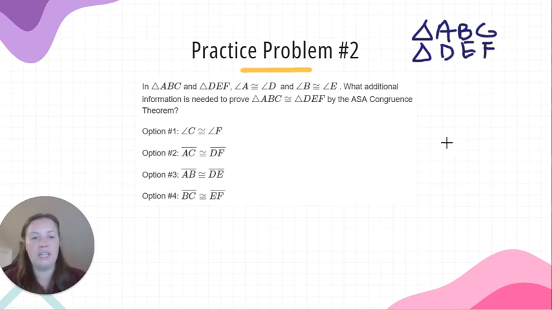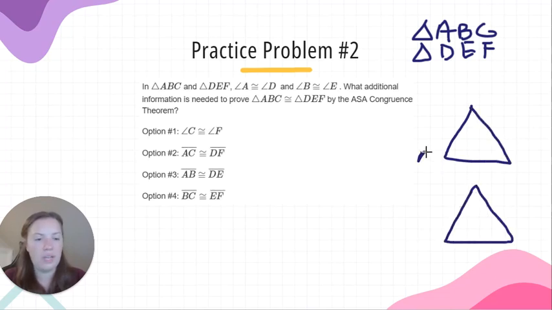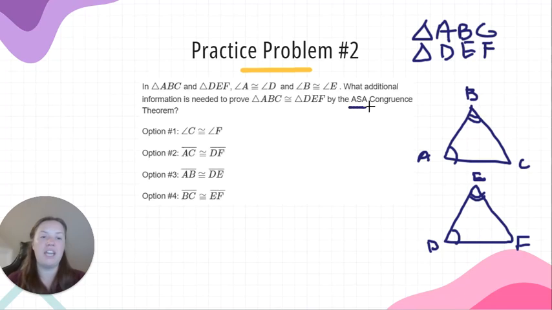It's telling me that angle A is congruent to angle D and B is congruent to E. So let's draw those as pictures. We have A, B, C. The corresponding parts then would be D, E, F. And it's saying that angle A is congruent to angle D and angle B is congruent to angle E. What additional information is needed to prove that triangle ABC is congruent to triangle DEF by angle side angle?